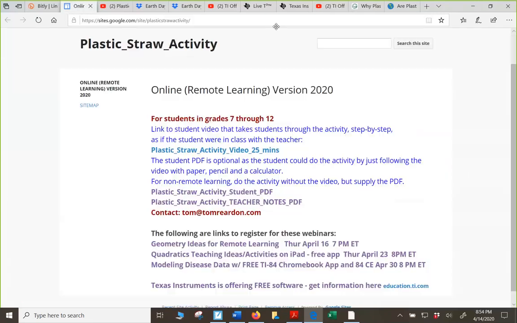And I also have quadratics the following Thursday on the iPad, so you can do it. The activities I'll show will work on any platform, not just iPad. Modeling disease data will be on the Chromebook app that somebody asked about, and also on the 84 color calculator. You can always get the free software from TI's website.